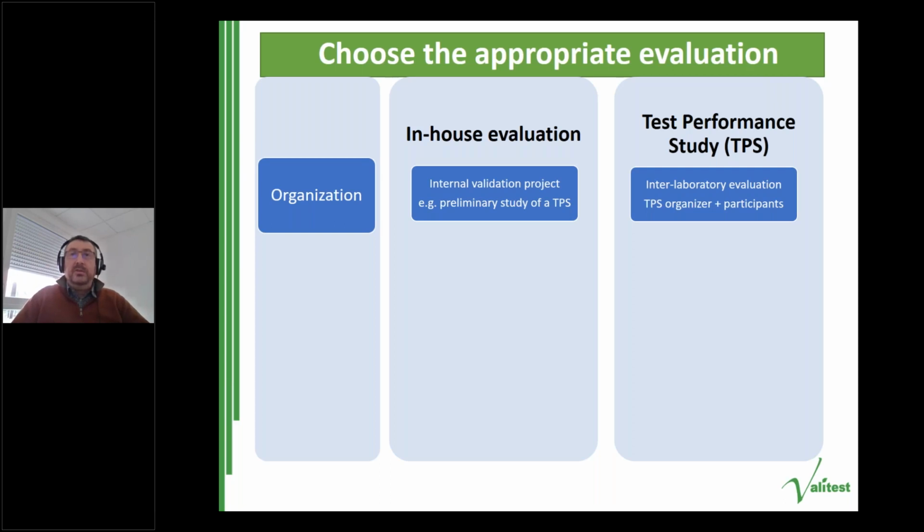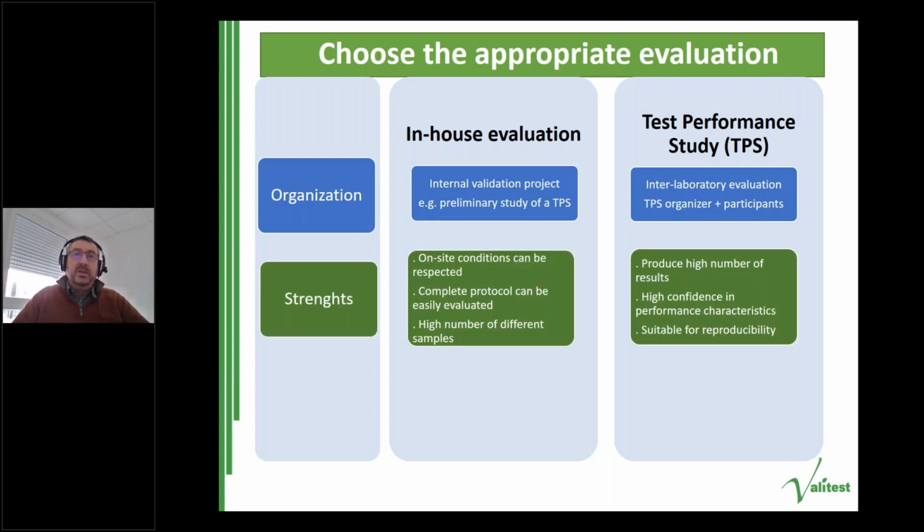First, you have the in-house evaluation, which is an internal validation project. For example, it can be the preliminary study of a TPS, but it can be totally independent. And second, you have the test performance study, which is an interlaboratory evaluation, which involves a TPS organizer and his team, and also participants of the TPS.